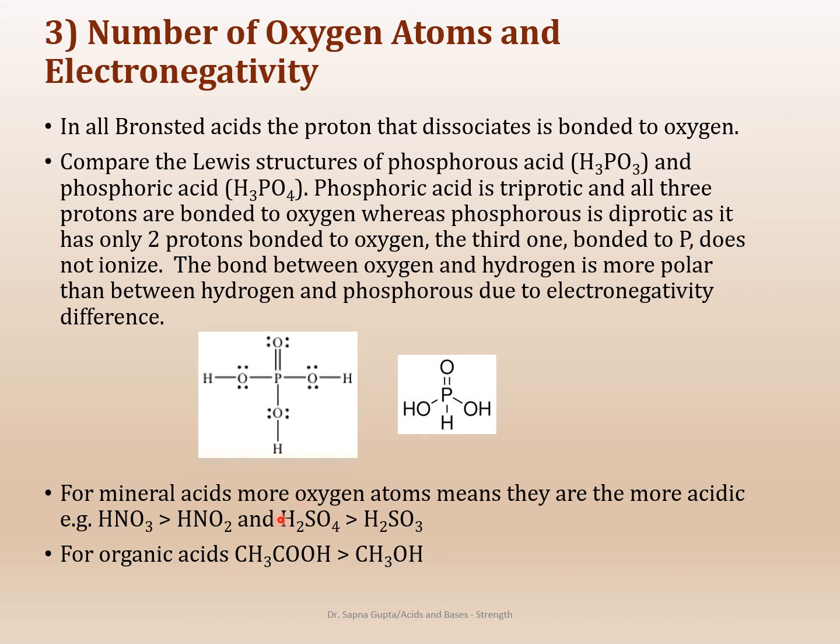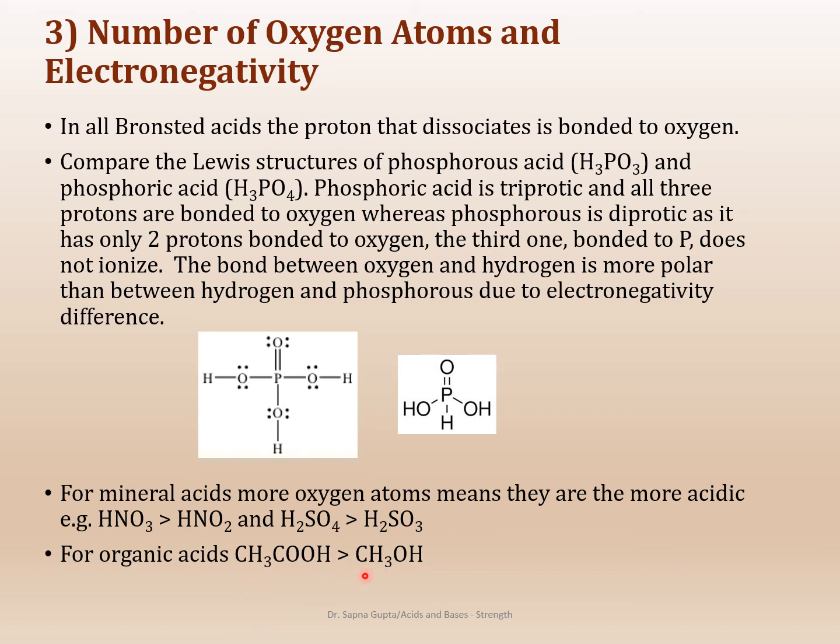This is the same reason why nitric acid is stronger than nitrous acid and sulfuric acid is stronger than sulfurous acid. Here nitric acid has 3 oxygens, nitrous acid has 2 oxygens, which gives it more polarity. And here also, sulfuric acid has more oxygens than sulfurous acid, giving it more polarity. If you see, that's the same case here also. Phosphoric acid has 1 more oxygen, which also gives it more electronegativity and more polarity.